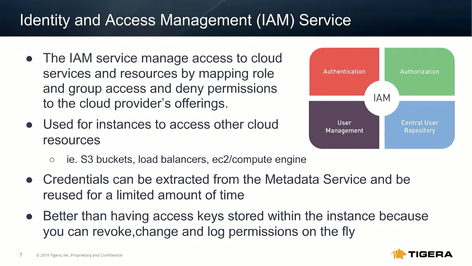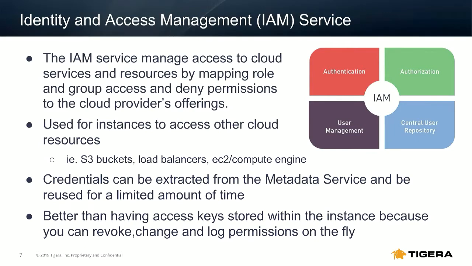The cloud identity and access management service is another service that is provided by the cloud providers. The IAM service manages access to cloud services and resources by mapping role and group access and deny permissions to different cloud providers' offerings. This means that you can create a new GCP or EC2 instance and assign a role to the instance with those specific permissions. The instance can then access those other cloud resources. So you can have your EC2 instance talk to S3 buckets, load balancers, or even other EC2 and compute engine itself.